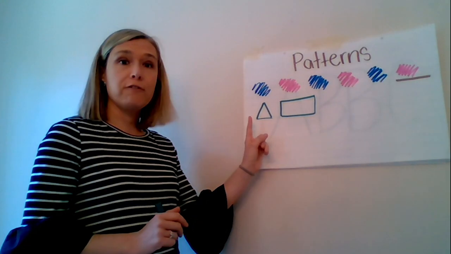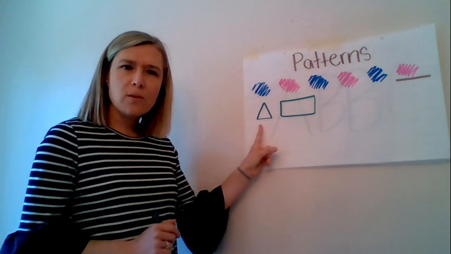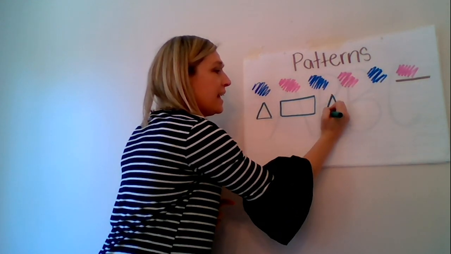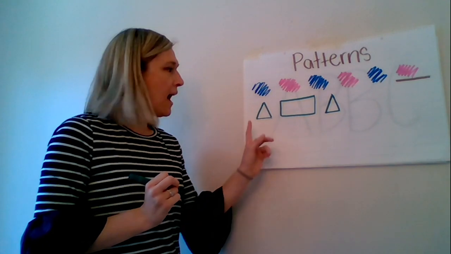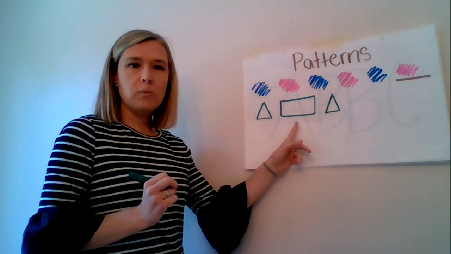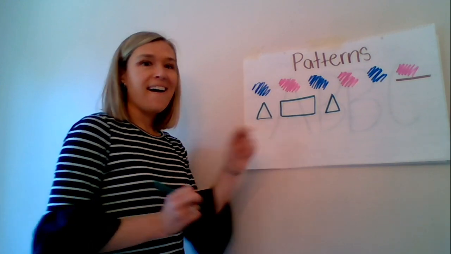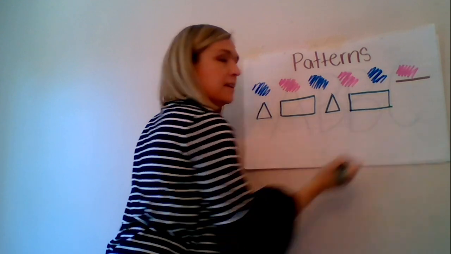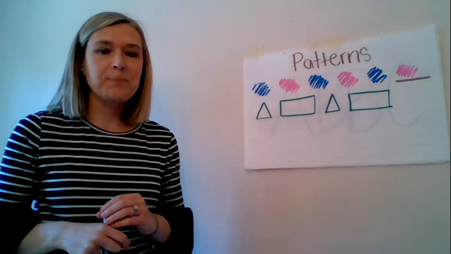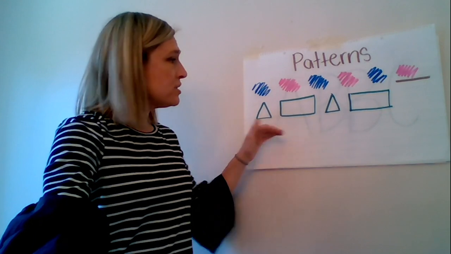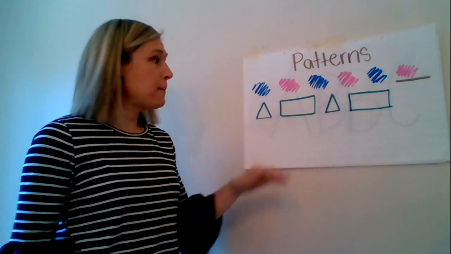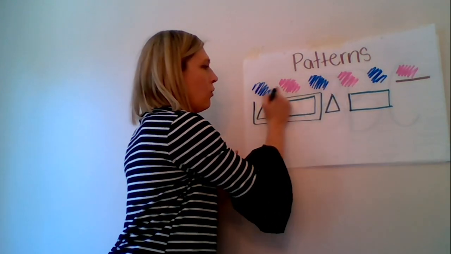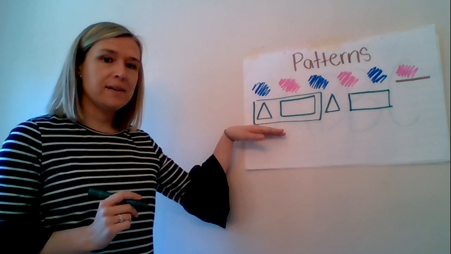Now I have to go back to my first picture, which is a what? Triangle. Nice. And we're going to write that again. What came after the triangle? What repeated? A rectangle. That's what comes next. Nice job. So you just helped me extend or make my pattern go longer by using our core, our part that repeated.